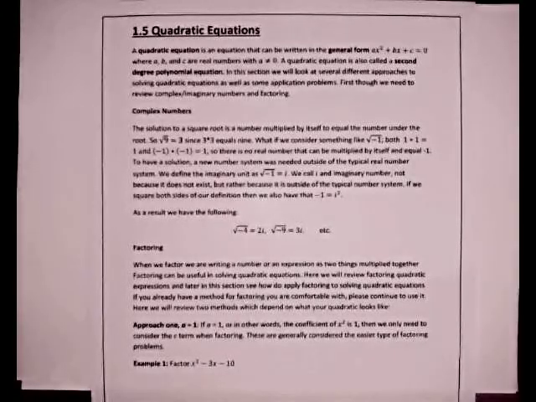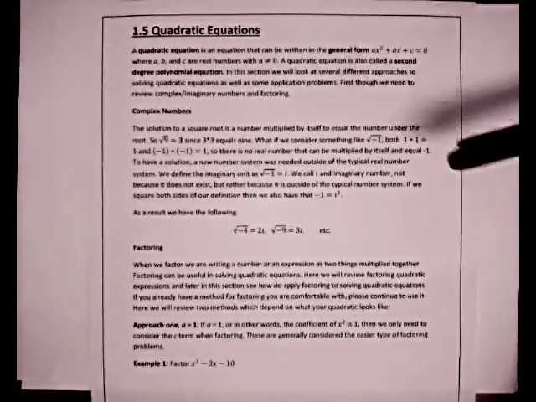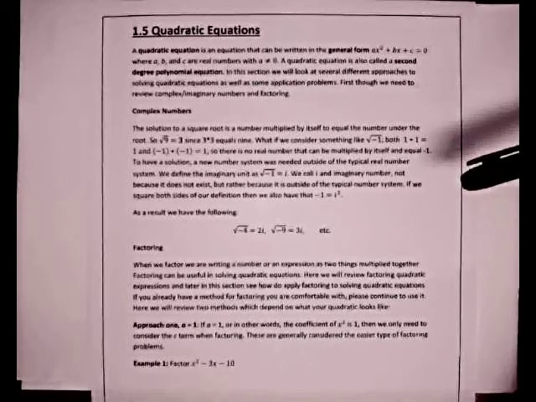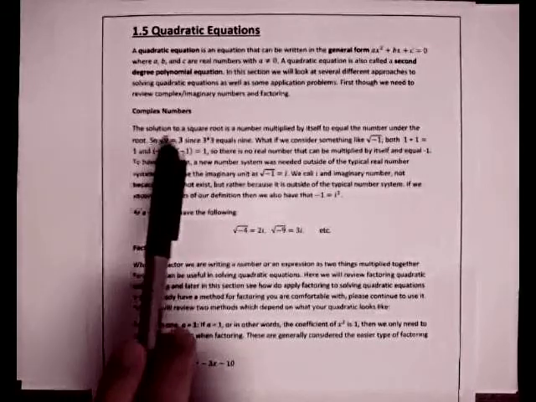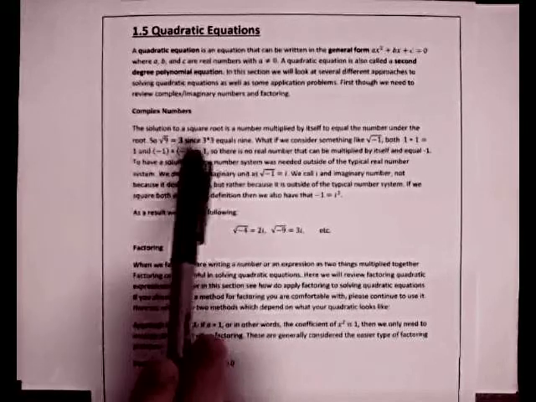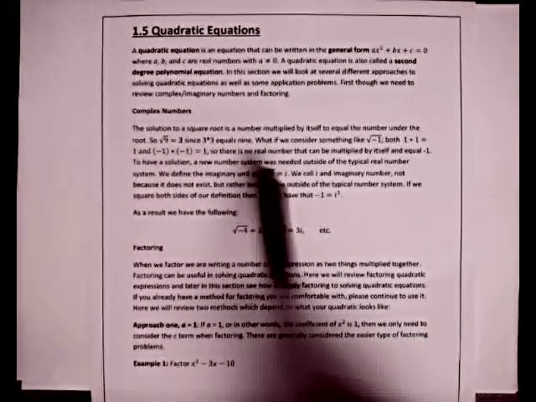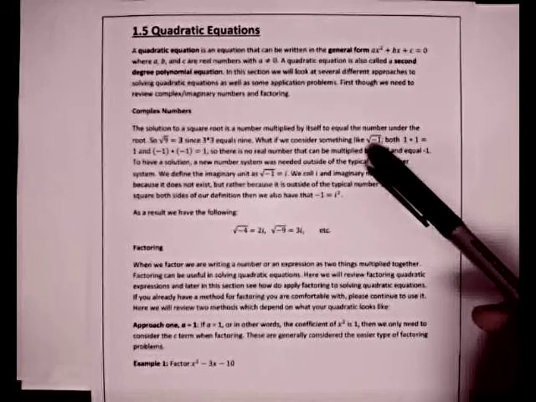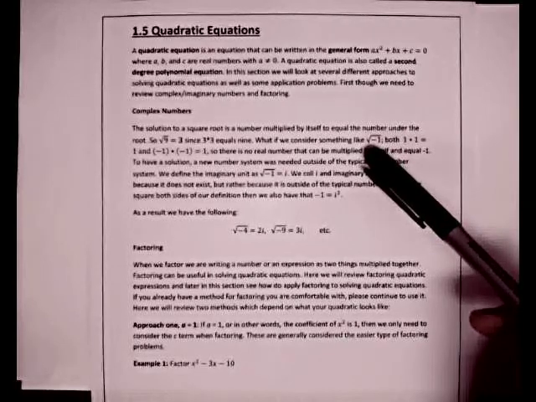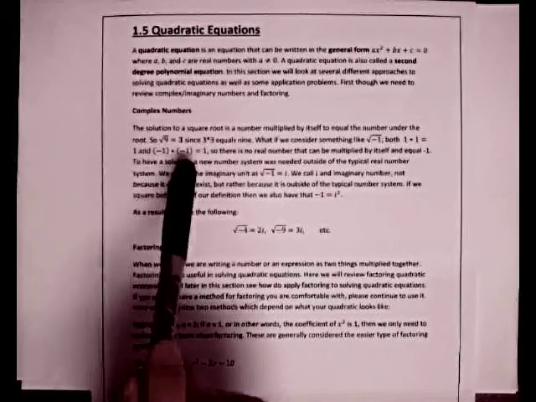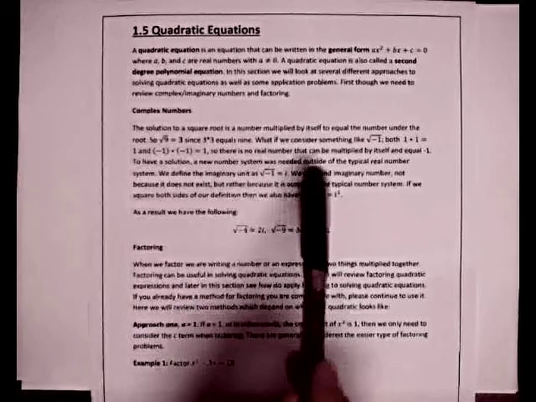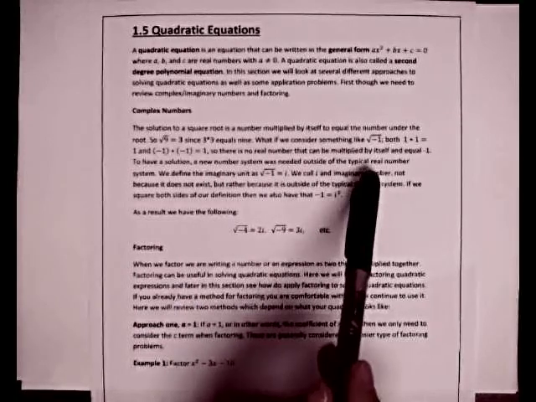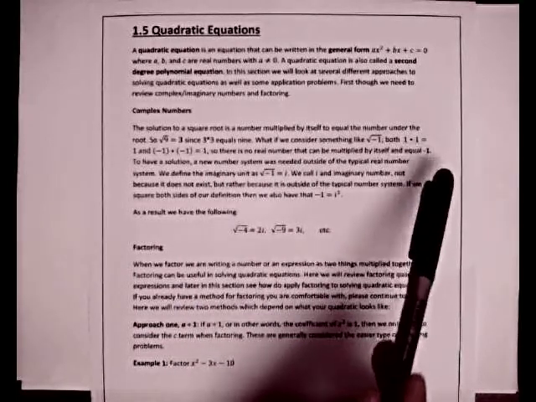The solution to a square root is a number multiplied by itself to equal the number under the square root. So example, the square root of 9 is 3. And why? Because 3 times 3 equals 9. Okay, what if we considered something like the square root of negative 1? Well, both 1 times 1 equals 1, and negative 1 times negative 1 also equals positive 1. So there is no real number that can be multiplied by itself and equal negative 1.